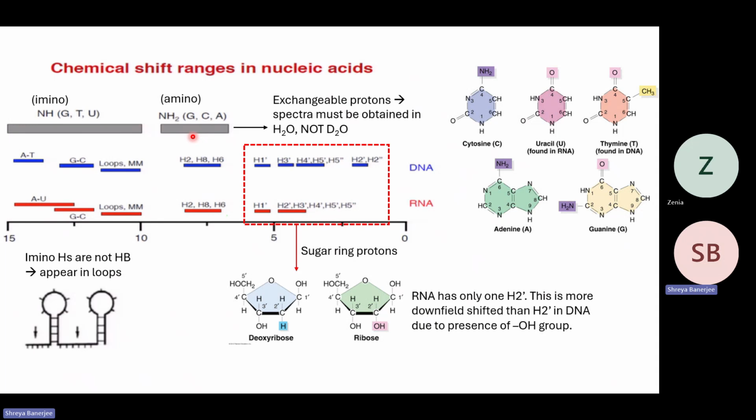And these imino protons are basically where the hydrogen bonding is not there, and they will occur a lot in loops where you can see it's single strand. Normally, the imino will be involved in hydrogen bonding. But if it is a loop where there is single strand, the imino will be free and you will be able to observe it.